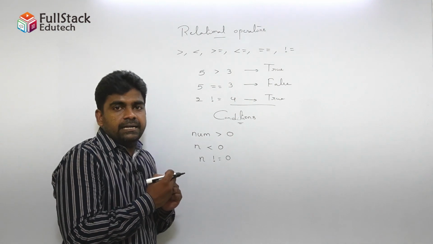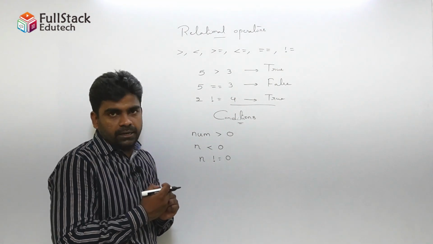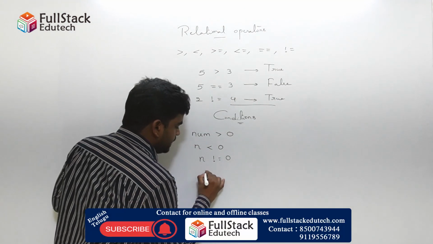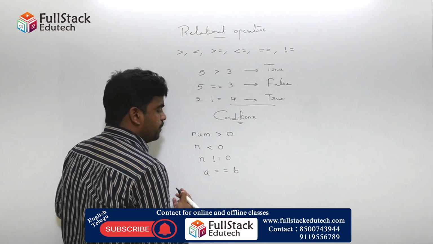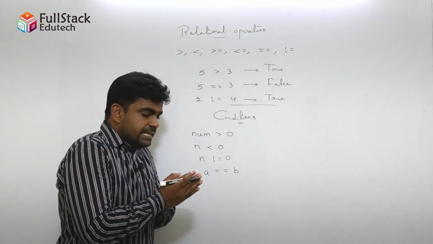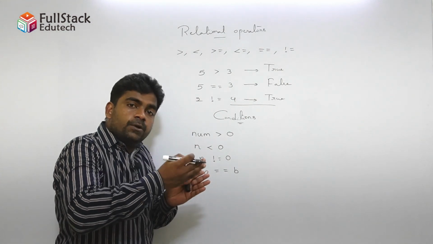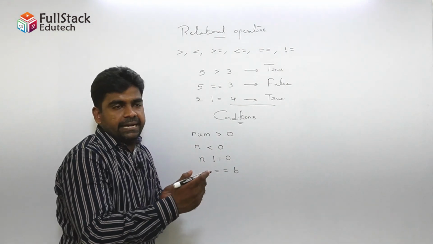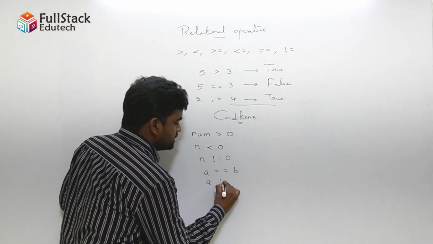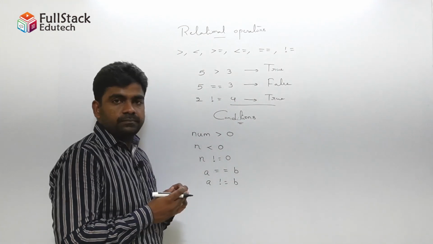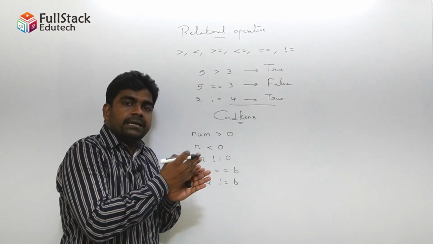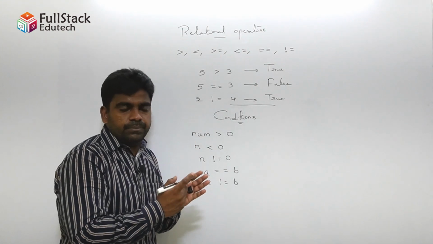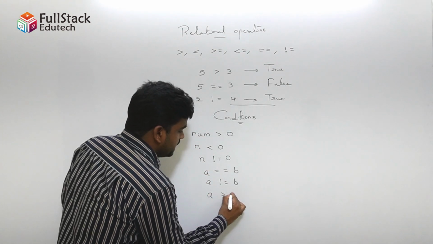When can we say that two numbers are equal? Two variables you need to take, a and b: a equals b. When can we say the first number is not equal to the second number? a is not equal to b. Right? Write the condition to check the first number is greater than the second number: a is greater than b.